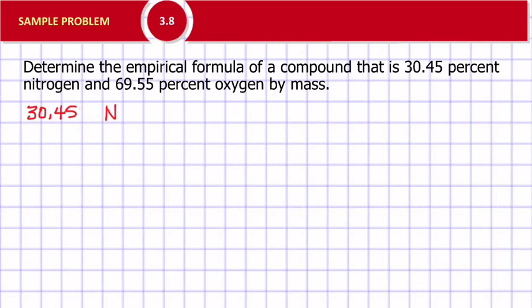So 30.45%, I can just change that to grams of nitrogen. You can do it other ways, but I really think this is the simplest. So I've got that many grams of nitrogen. How many grams of oxygen would be present then? 69.55 grams. I'm just choosing a sample size of 100 grams. So I have my mass of each element.